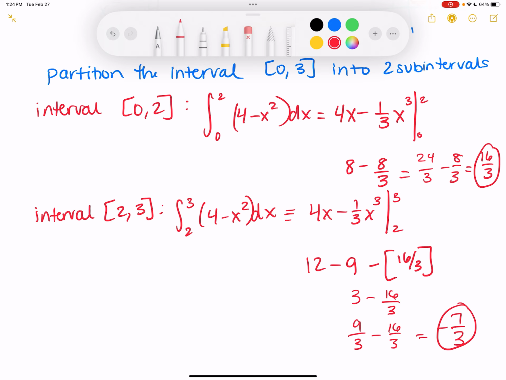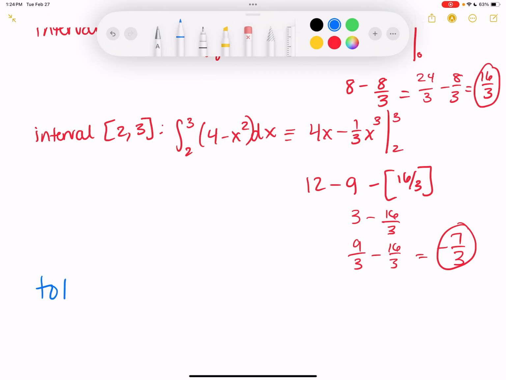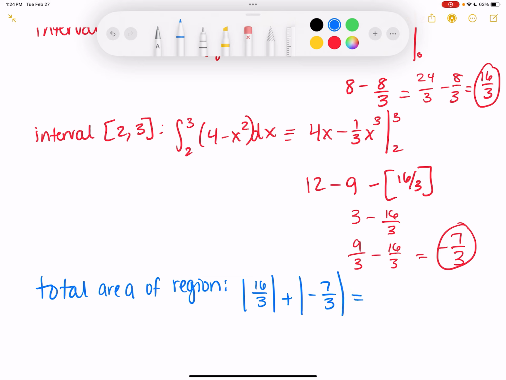Now, can area be negative? No. So when I go to add them together to get the total area of the region, I'm going to take the absolute value of 16 over 3 plus the absolute value of negative 7 over 3, which is going to be 23 over 3. And that would be the total area in that region. The negative is just telling us that it's below the x-axis, is all that's telling us.